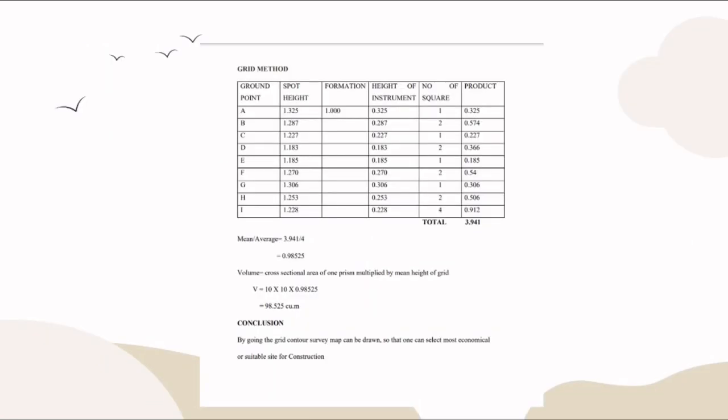For the grid calculation, the total product is 3.941. So the mean or average for this product is 3.941 divided by 4, which is 0.98525. So the formula for the volume is the cross-sectional area of one prism multiplied by the mean height of the grid, which is V equal to 10 times 10 times 0.98525.